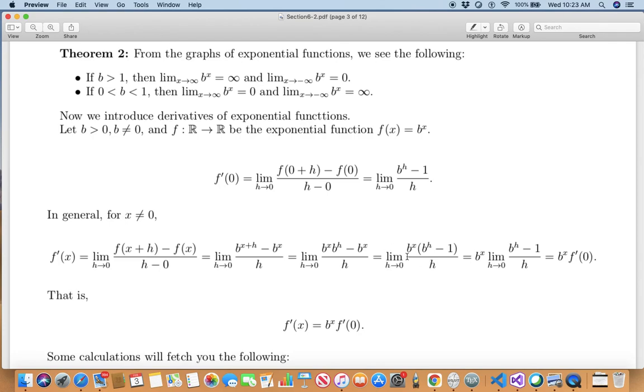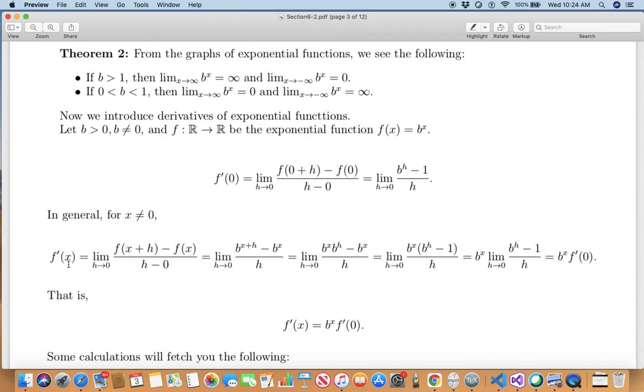So this limit is with respect to h going to 0. So b power x can be completely brought out. Limit h approaching 0, b power h minus 1 over h. This is something we just saw. What was that? That is the derivative at 0. So it is b power x times f prime at 0. This is an important result.